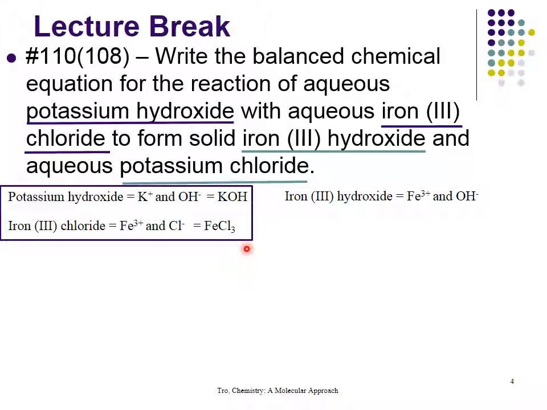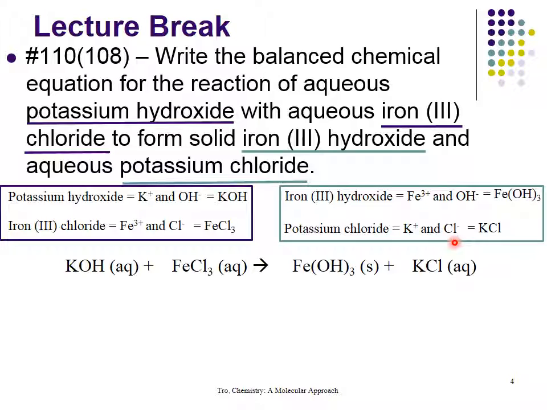Those are our reactants. On the product side, we have iron(III) hydroxide. So again, Fe3+, OH-, we get them together in a 1-to-3 ratio. And potassium chloride, K+, Cl-, in a 1-to-1 ratio because we have a 1+ and a 1- charge. Those are our products. So we can write out our equation including the states. We know that these are aqueous and solid because it tells us in the equation: aqueous, aqueous, solid, aqueous.